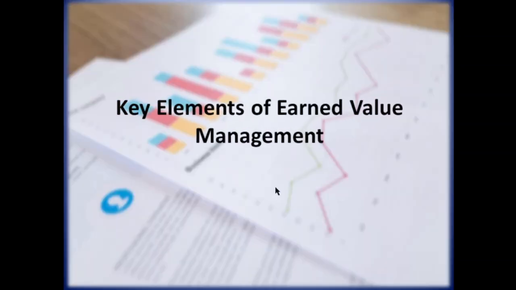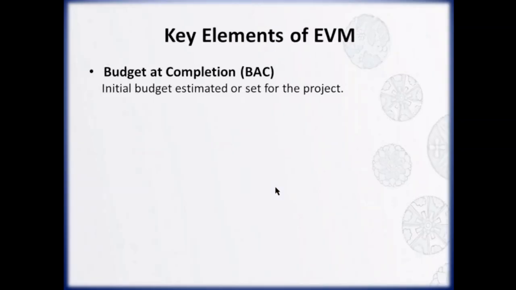In traditional setup, EVM works by comparing planned work, completed work, and actual cost. The good news is Agile also gives a similar data point at the end of every sprint. So let's look at the key elements of EVM and how we can align them with the Agile practices. First is budget at completion. It shows what the initial budget estimated or set for the project.